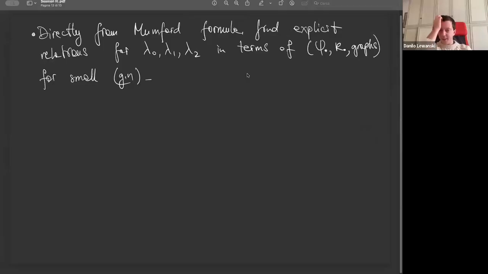This is also a very good exercise: find explicit relations for lambda 0, lambda 1, lambda 2 in terms of psi, kappa, and graphs for small g and n.